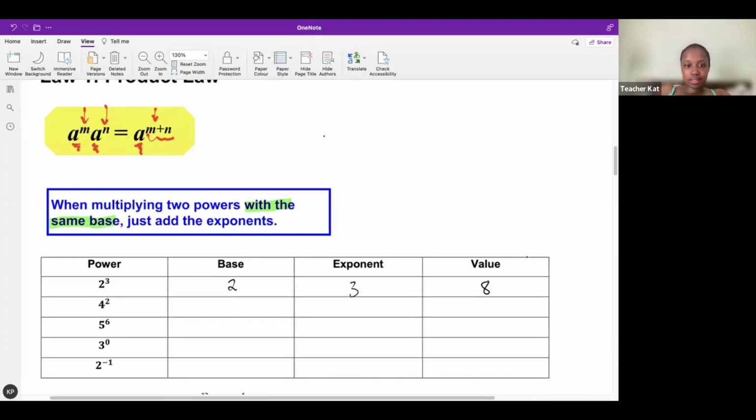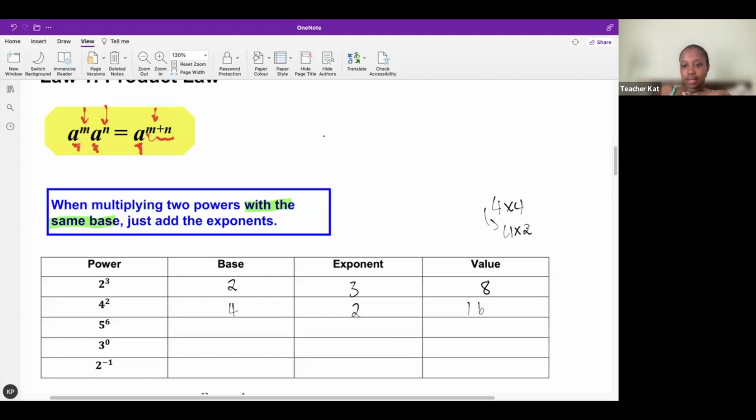8. Nice. Okay, we're off to a great start, but I would like more of us to participate in the chat, please. I love it when you guys share your answers. Okay, let's try the second one. We have a 4 to the power of 2, my base. Nice, Kirani. We have a base of 4. My exponent, 2, and the value of it, it is 16. Remember, 4 to the power of 2 means 4 times 4, not 4 times 2.